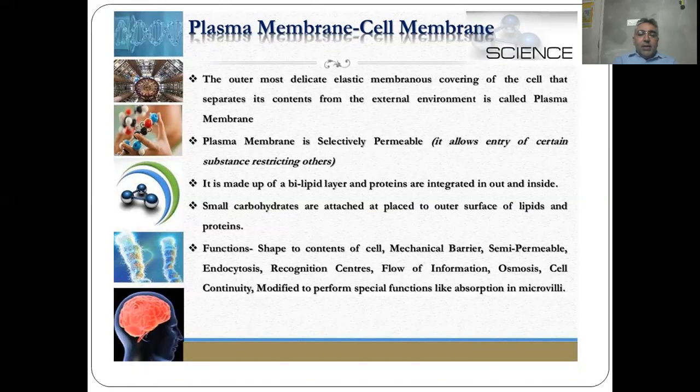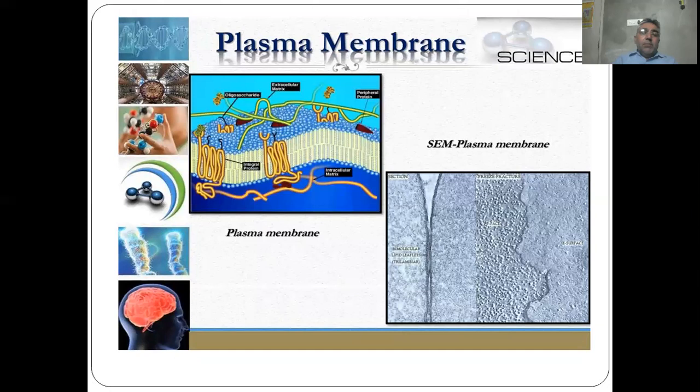Functions of the plasma membrane: shape to the content of the cell, mechanical barrier, semi-permeability which controls the material going in and out, endocytosis, recognition or flow of information, osmosis, cell continuity, and modification to perform special functions like absorption in microvilli. The diagram of the plasma membrane is shown here. It is a phospholipid bilayer. The white portion is the lipid, and molecules of carbohydrates and proteins are present in this. There are two types of proteins in the plasma membrane, the extrinsic and intrinsic proteins.